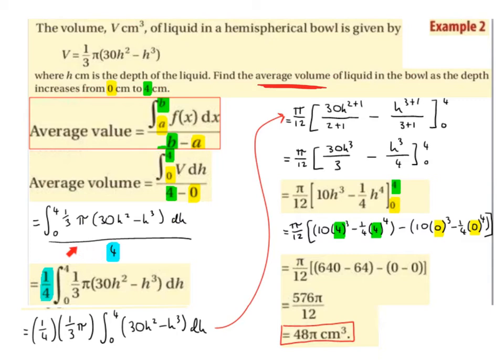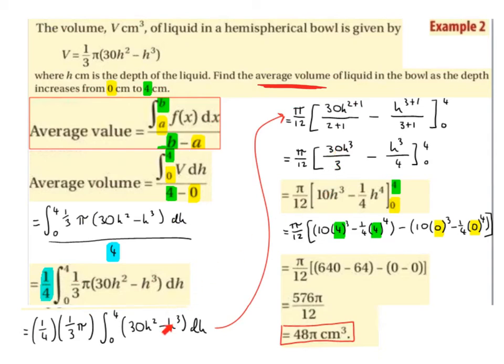Dividing by 4 is the same thing as multiplying by a quarter, so we're bringing the quarter out in front, and then we're going to integrate. We're also going to bring a third pi out in front, because that's a constant as well. There's no h term attached. So we have a quarter times a third pi. That will give us pi over 12. And then we're going to integrate 30h squared to give us 30h to the power of 2 plus 1 over 2 plus 1, which is 30h cubed over 3, which is 10h cubed.